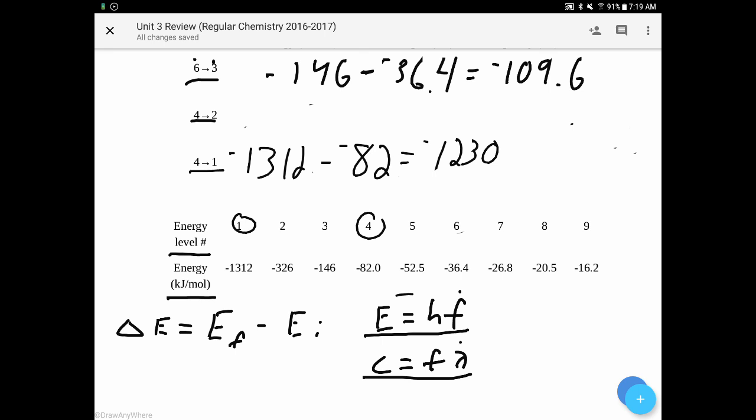We plug that into this equation. We get 3.08 times 10 to the 15th hertz. And then we plug that into this equation, and we get 97.29 nanometers. And that's it.